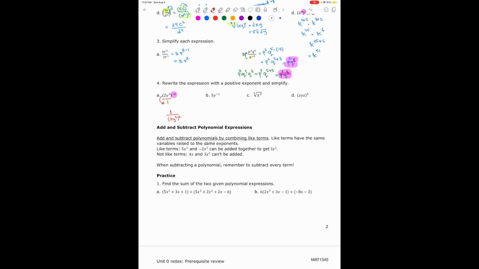Now, if we want to simplify, we're going to use the power of a product rule and the power rule combined. So this is going to be 1 over 2 squared times y to the 3rd raised to the 2nd, which will eventually turn into 1 over 4y to the 6th power. The power of the power multiplies. Let me actually move this to the side.